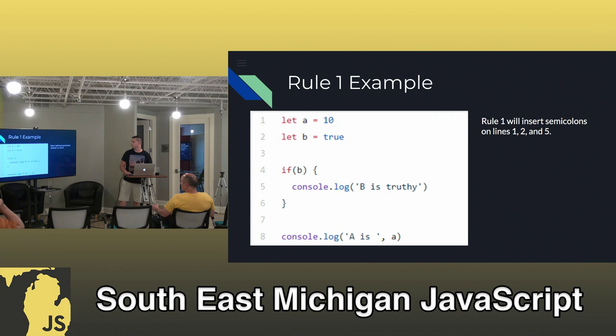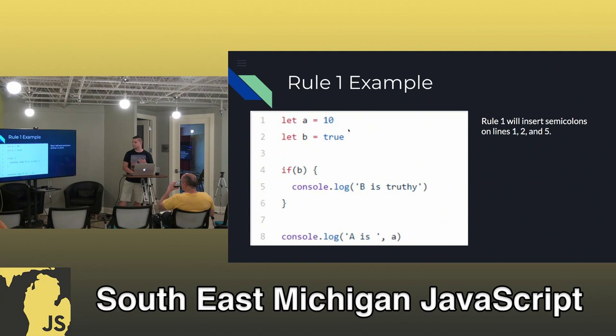That was supposed to be hidden. Okay, you can see on line one, there's going to be a semicolon inserted because it's going to parse a equals 10, and then the next character it's going to parse is a new line terminator, and then it's going to parse the letter L. It's going to run into this token that's invalid, so a semicolon is going to be inserted right here on line two.